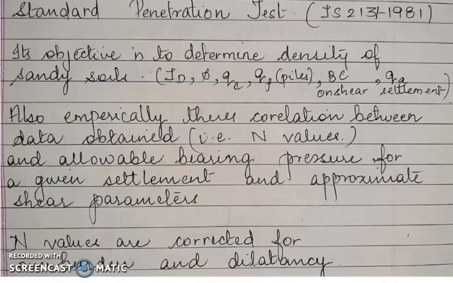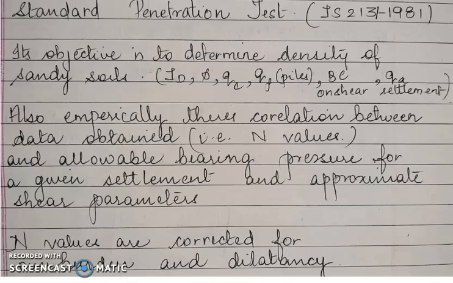Sometimes what happens is that under its own weight only, the sampler will start moving down inside the soil. When the soil is extremely weak, this happens. In that case, you do not apply blows, you directly report the N value as 0. So that's basically summarizing the SPT.